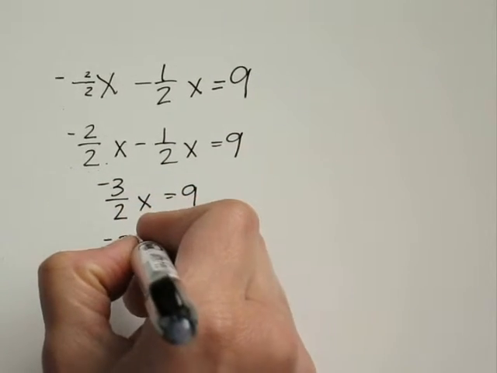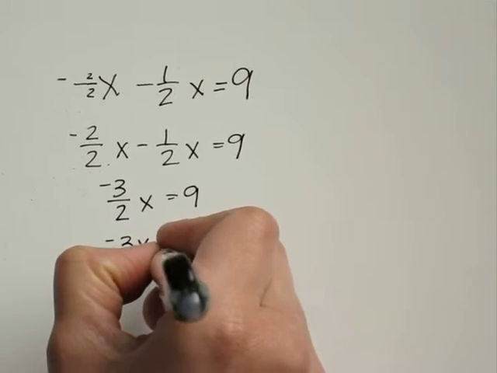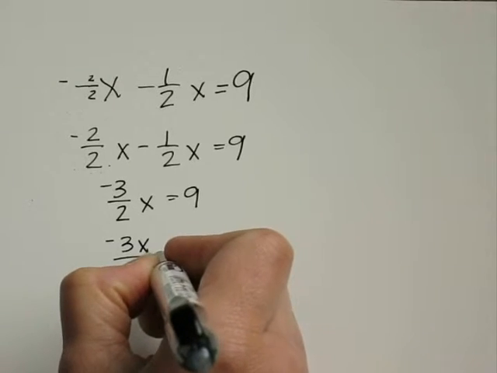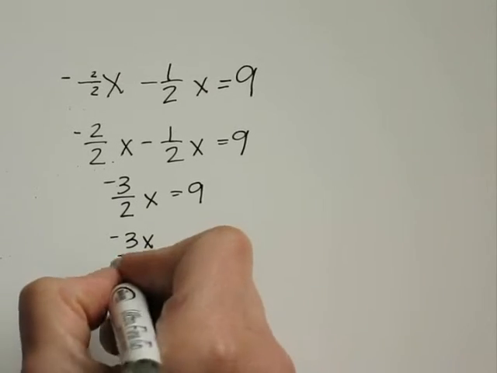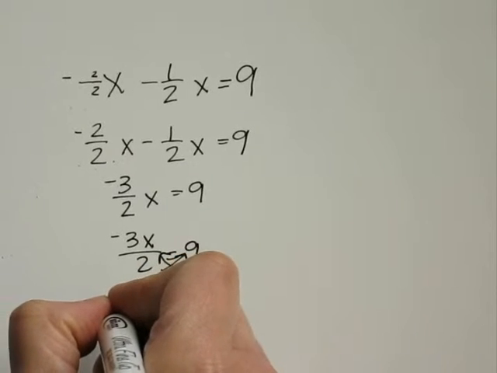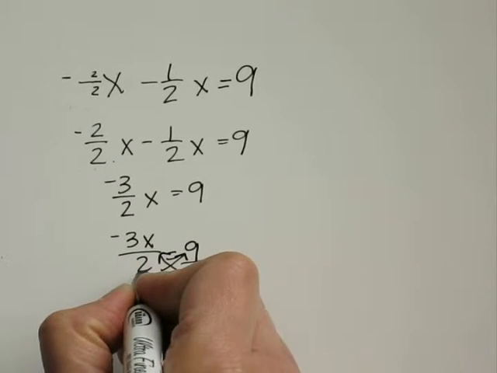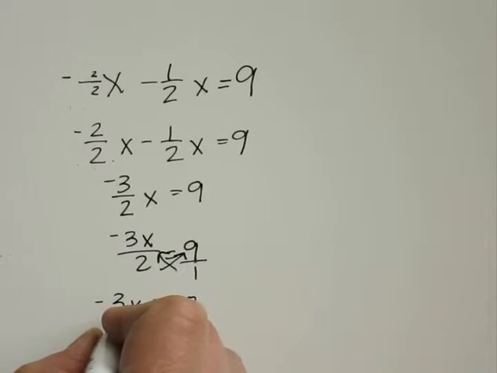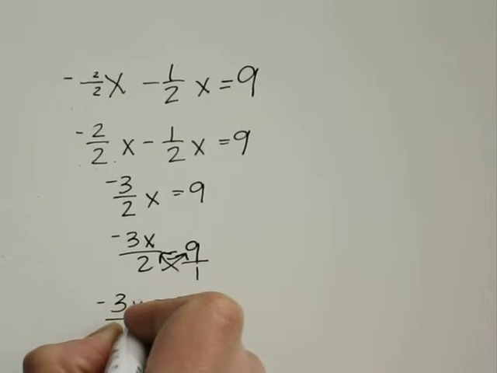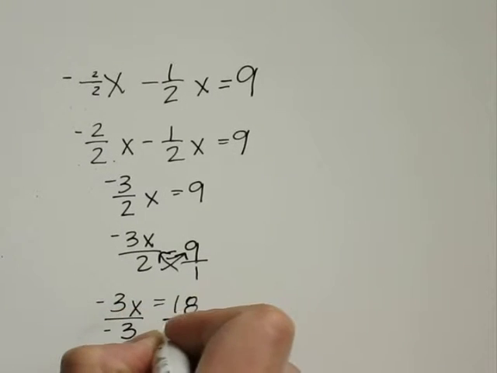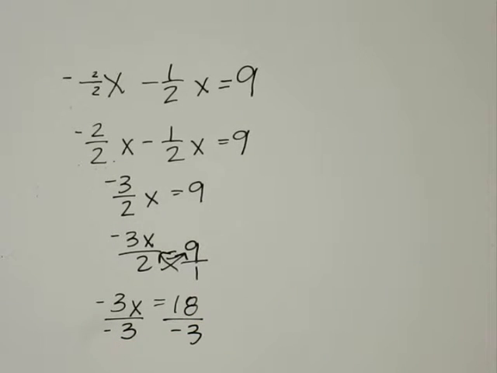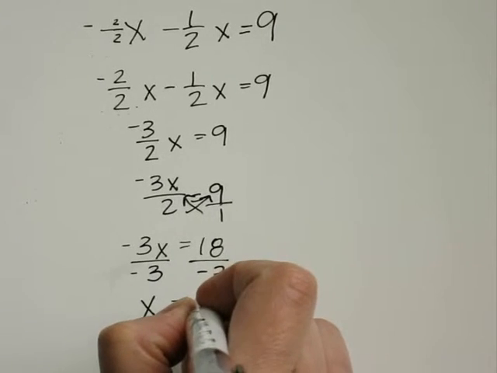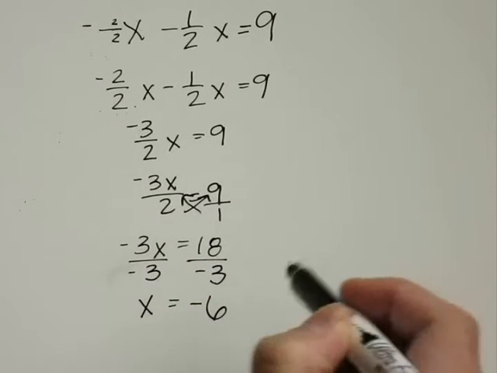I'll just want to rewrite the problem as negative 3x over 2, and that's going to make it easier for me to cross multiply. So cross multiplying, I'll have negative 3x times 1, which will be negative 3x. 2 times 9 is 18. Negative 3x equals 18. Solving for x, divide each side by negative 3. x equals 18 divided by negative 3, which is negative 6.